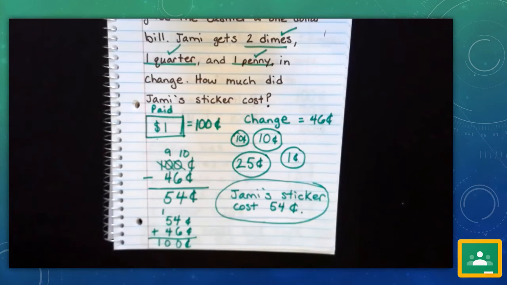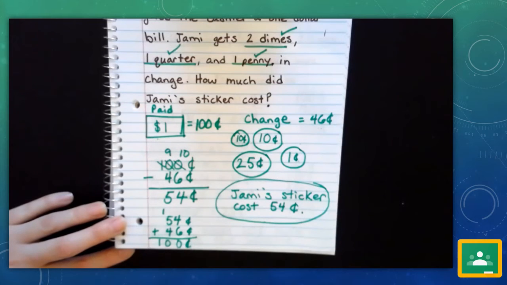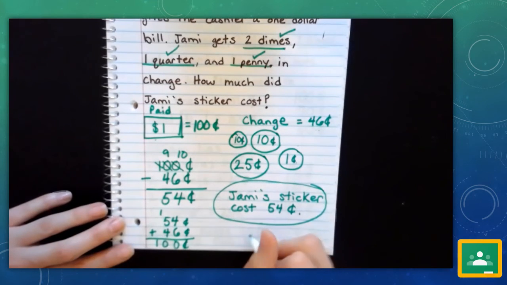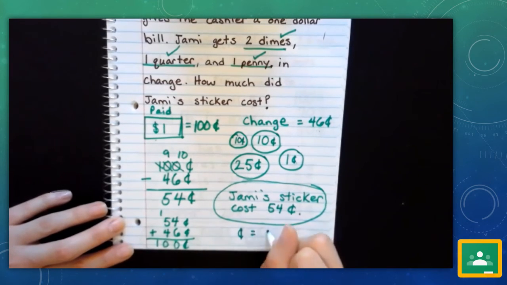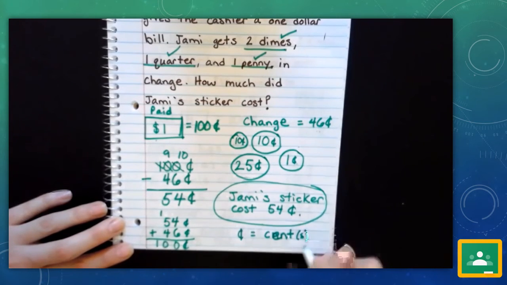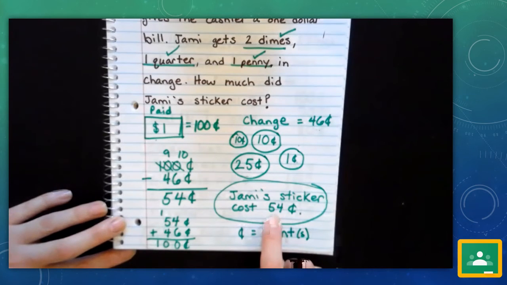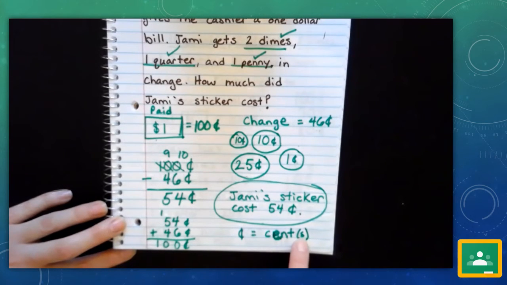Okay? And just a quick note, I know that making the cent symbol online is probably not easy. So instead of stressing about making that symbol online, just write the word cent, or cents, okay? Because if you have 1 cent, that's 1 singular cent. If you have 54, that's more than 1, so you would need to use the plural version of cent, which is cents, okay?